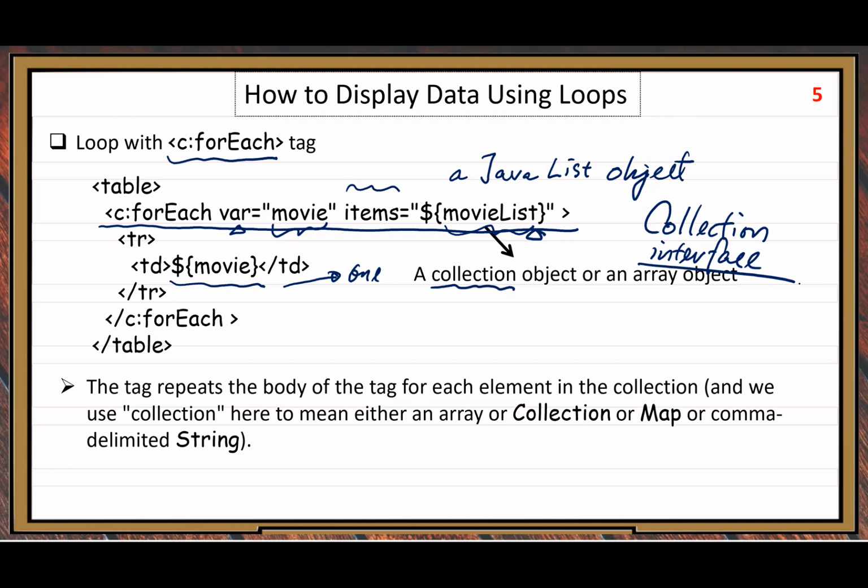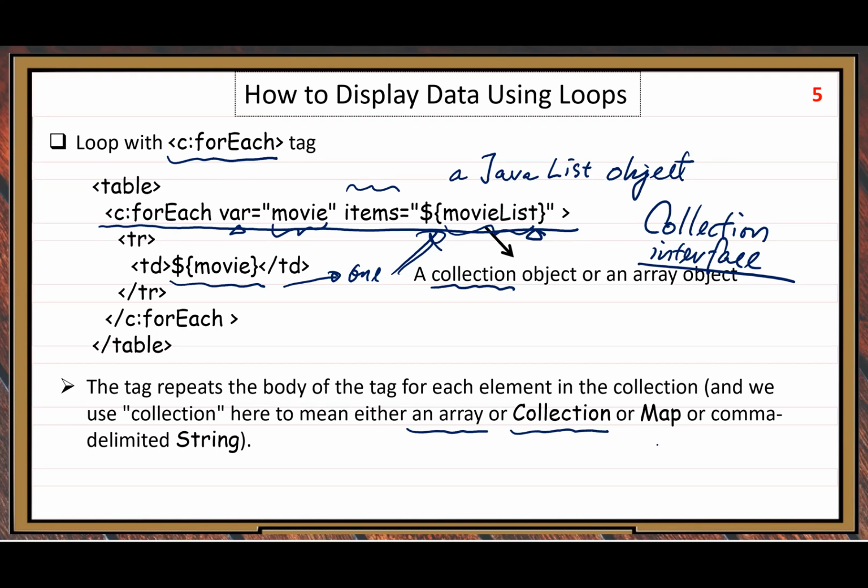So here, what kind of object can you place in these items? The tag repeats the body of the tag for each element in the collection. And here, collection means either an array, which in this special place we treat as a collection object, or this Collection interface.